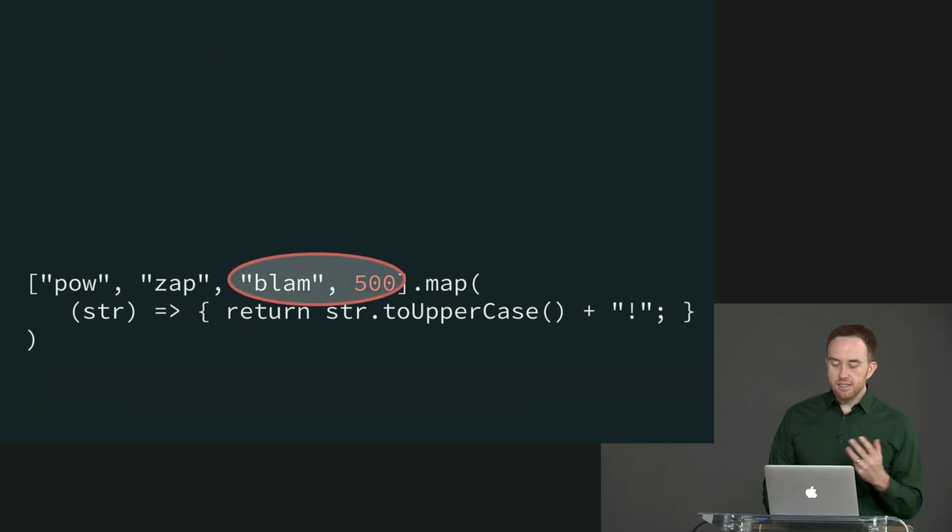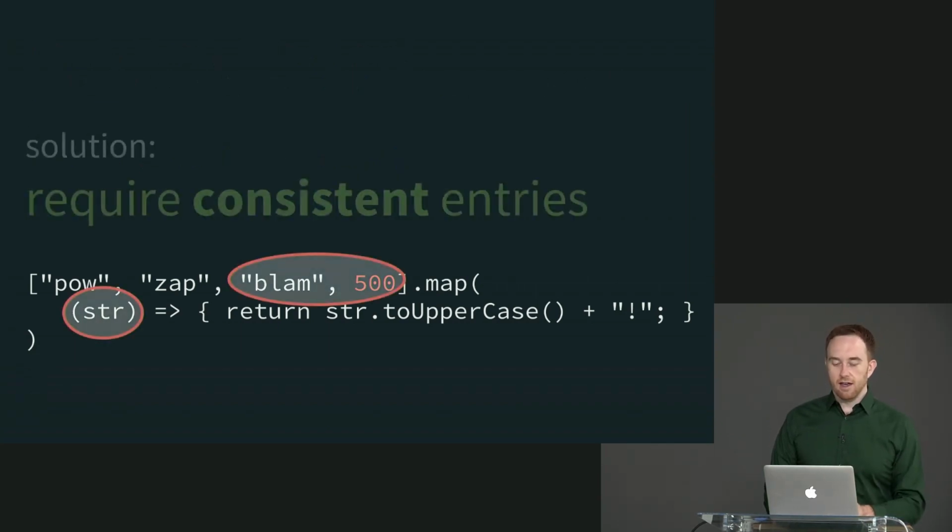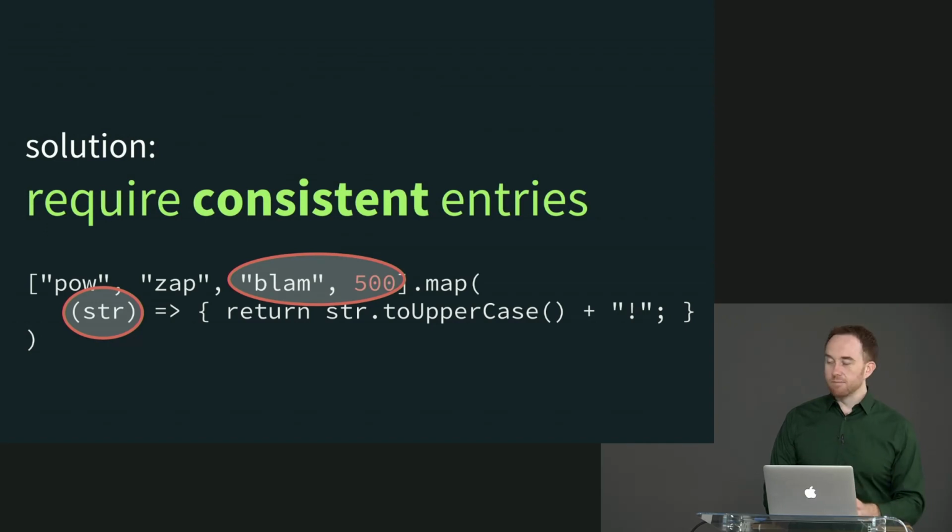Okay, so this is sort of the fundamental problem, and the Elm solution to this is to require consistent entries in lists.